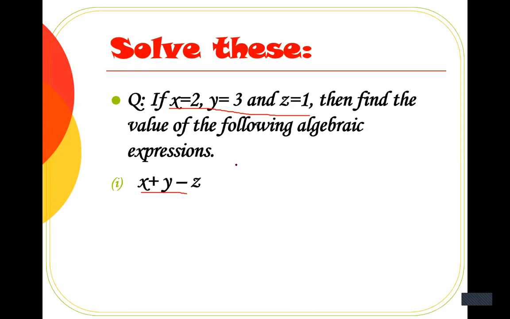No, Zen, 5 is not the answer. 4 is the right answer, because you will simply write x replaced with 2 plus y replaced with 3 and then z replaced with 1. So 2 plus 3 is 5, minus 1, so it will be equal to 4. So 4 is the right answer. Now move on to the next question.